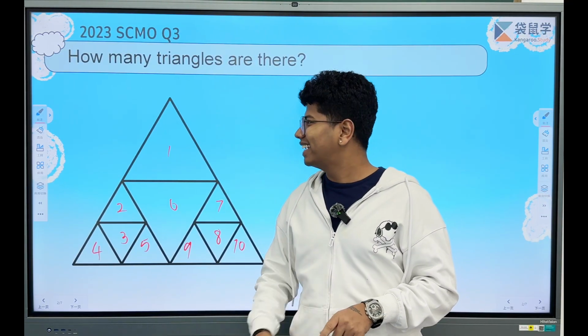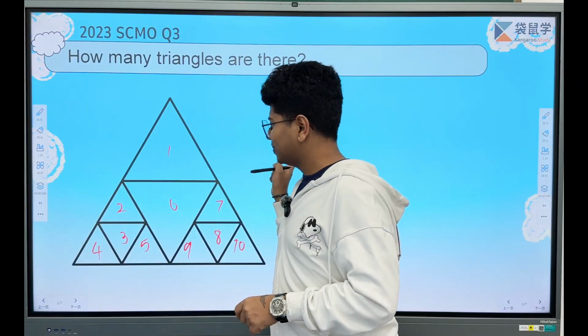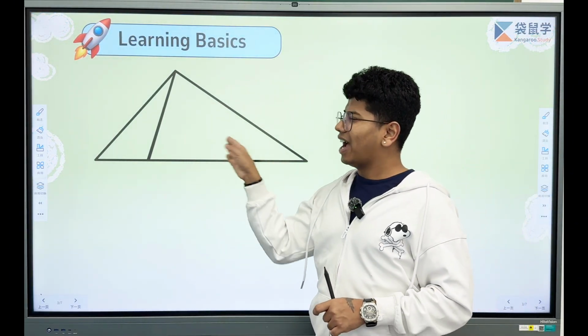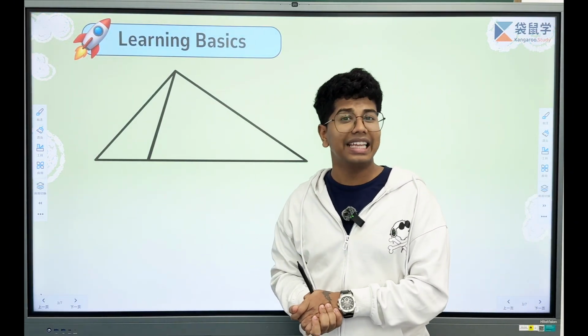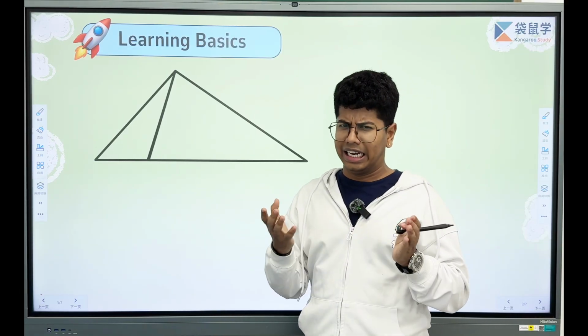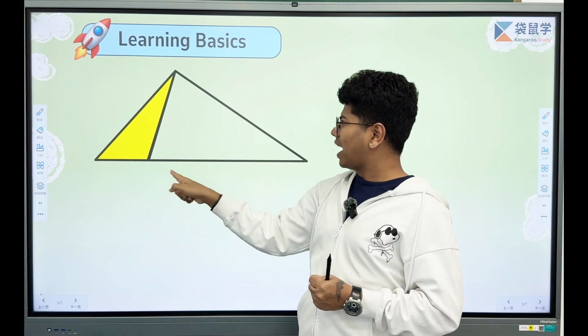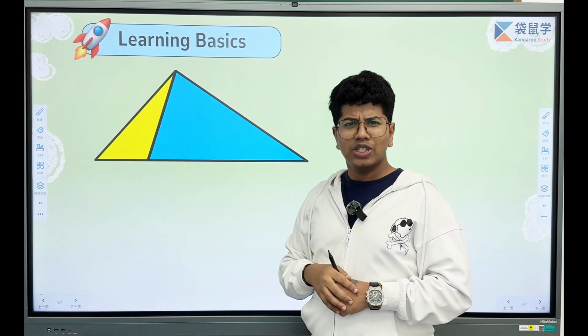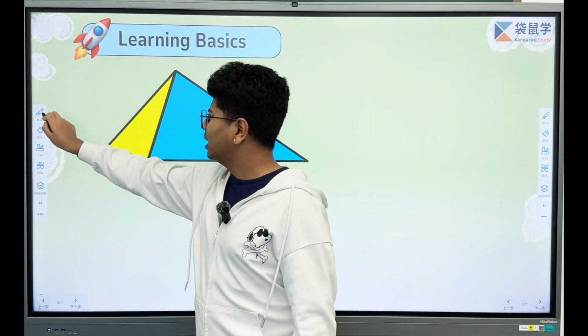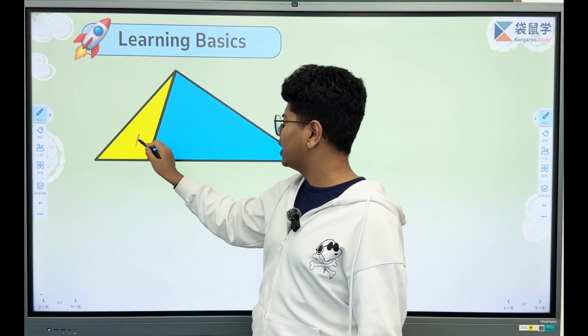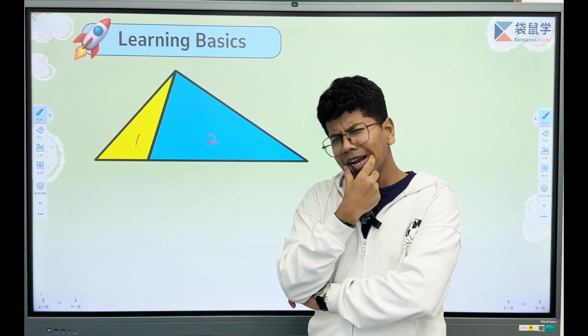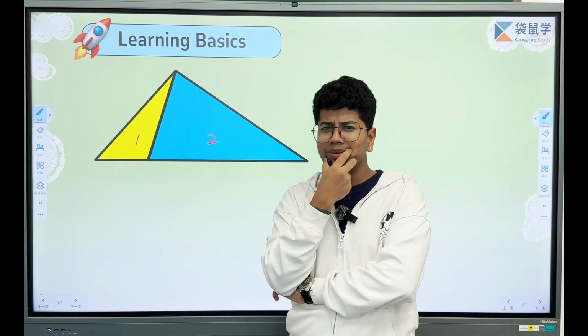get it correct. So here let's have a look here. Let's say here if I ask you how many triangles are there? Oh, so here we can clearly see there is a triangle here on this side and there is a triangle here on this side. So does that mean here there is 1 and 2? Does that mean there are only 2 triangles?